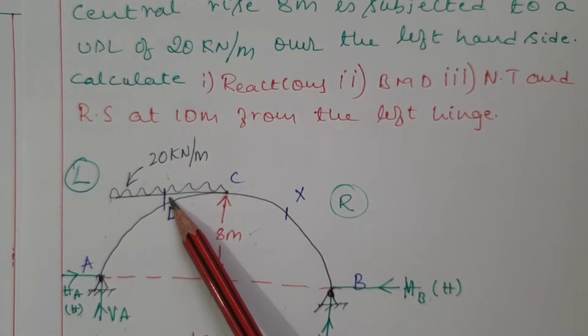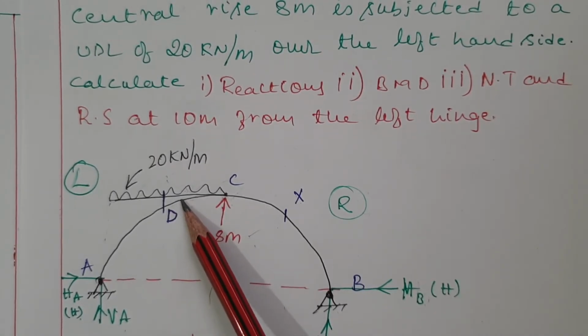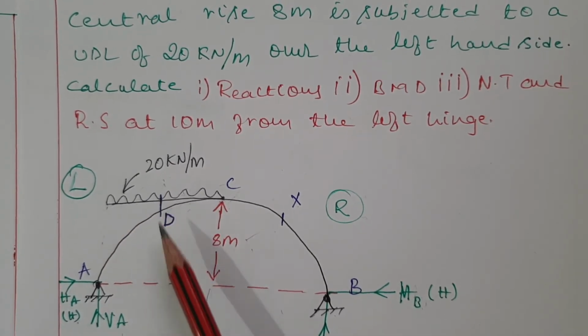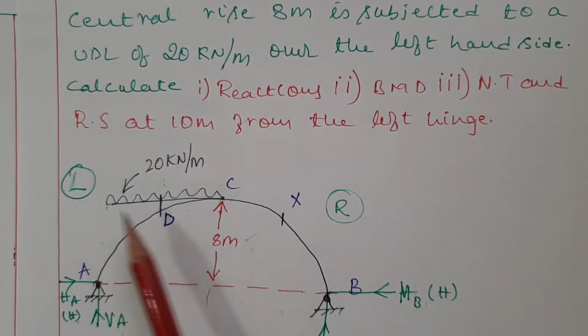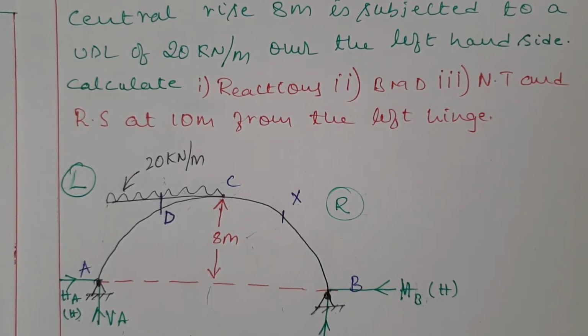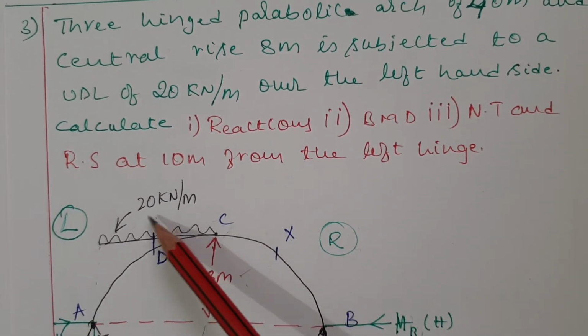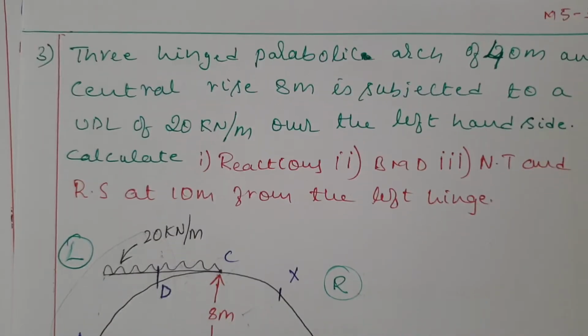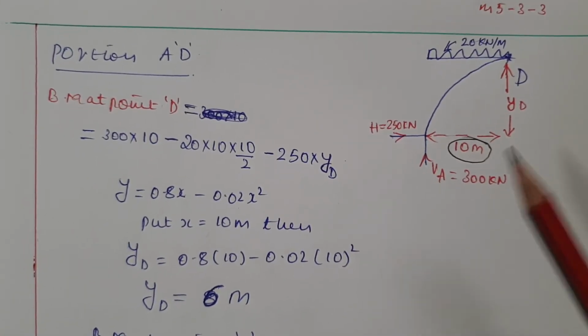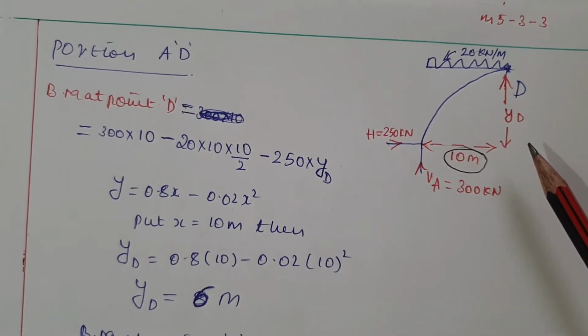This is the point D I am considering. Why I am considering point D is that point D is exactly at the center of this UDL, because in a UDL you will get maximum bending moment at the center. The UDL length is 20, so D will be exactly at the center, which means 10 meter. So D is at a distance of 10 meter horizontally with respect to the left hinge. Now I consider only this figure. It will look like this. Is it clear now?